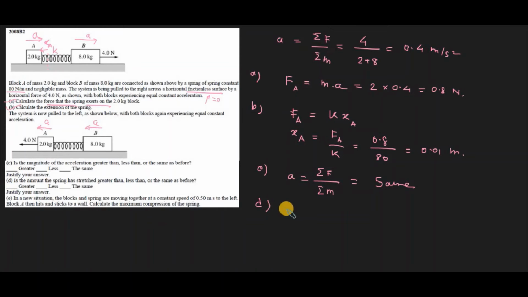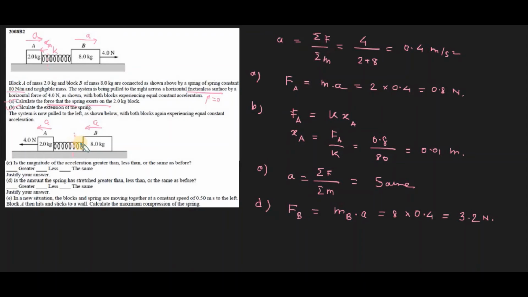In part D, is the amount the spring has stretched greater than, less than, or the same as before? Here, this spring is getting stretched. So how much will be the force exerted on the B block? The force exerted on the B block will be the mass of the B block times the acceleration. The mass of the B block is 8 and the acceleration is 0.4. That means the force exerted is 3.2 Newton.